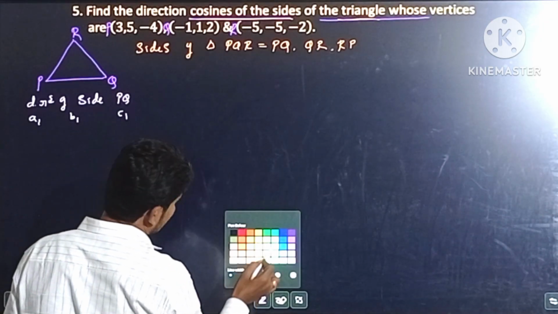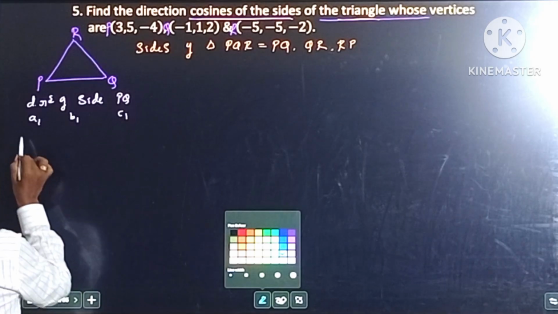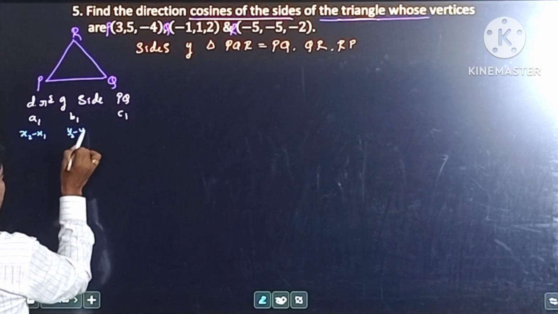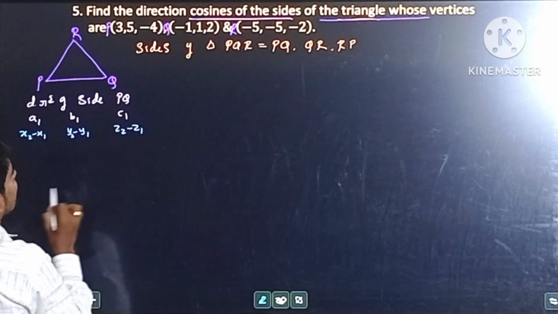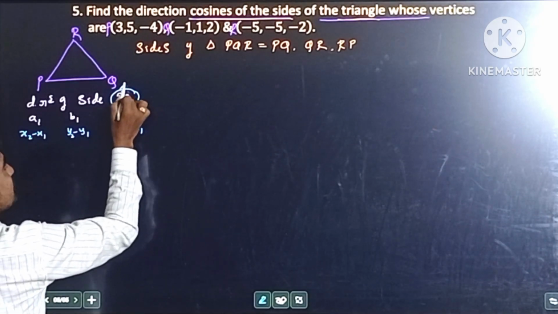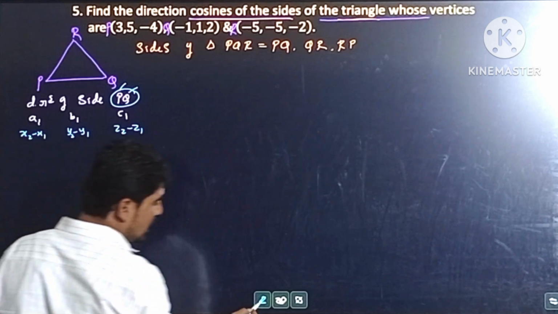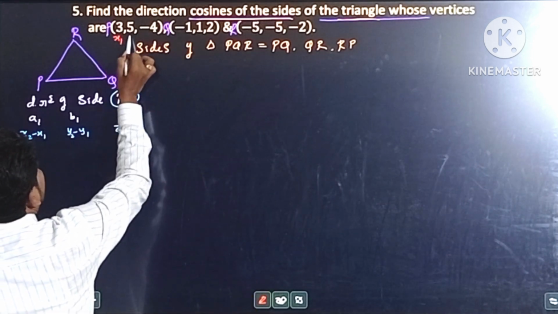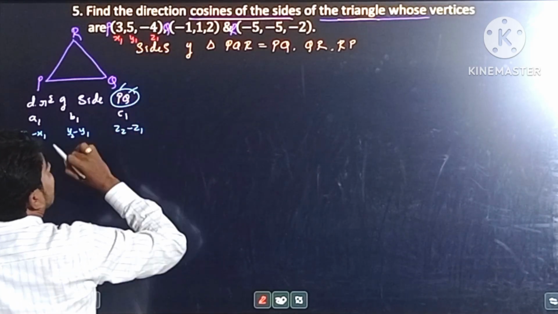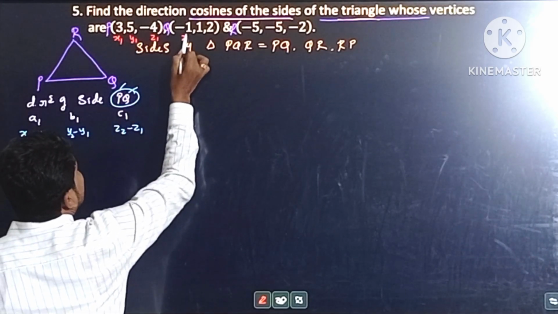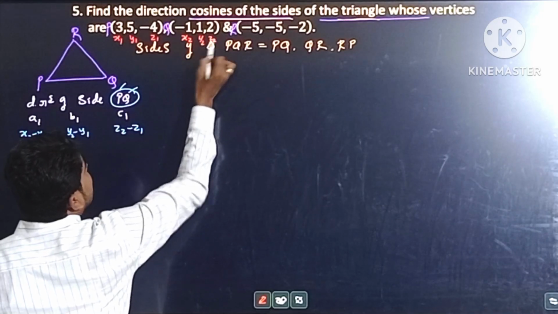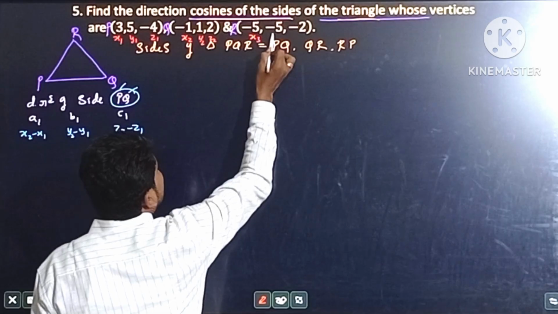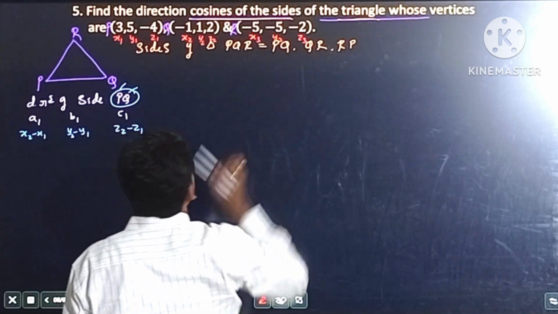So PQ is a line segment joining 2 points. Therefore, the direction ratios are x2 minus x1, y2 minus y1 and z2 minus z1. In this side, the first point is P and the second point is Q. Let's say the coordinates of the point P are x1, y1, z1, the coordinates of the point Q are x2, y2 and z2, and the coordinates of the point R are x3, y3 and z3.